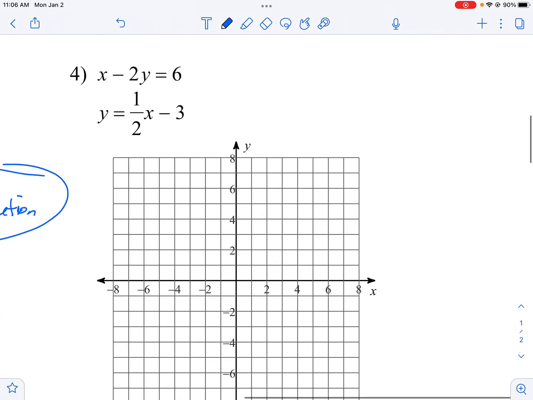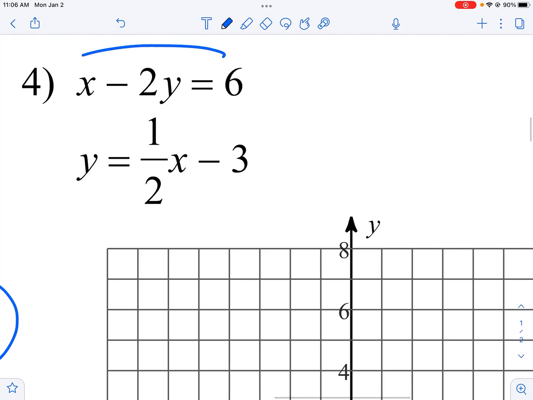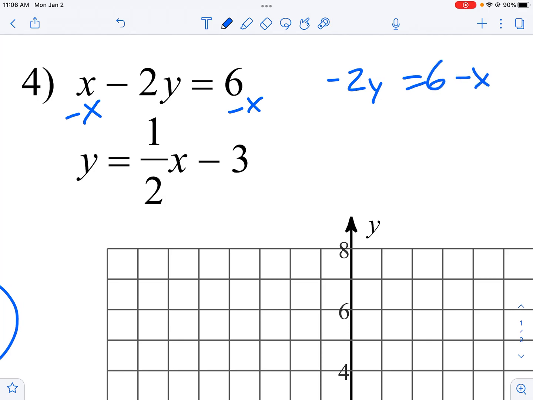Okay, let's go to our next one. Again, we need to solve for y on this first one. So let's just subtract some x. And now we got -2y equals 6 minus x. This one's divided by -2. And so you got to divide everything by -2.